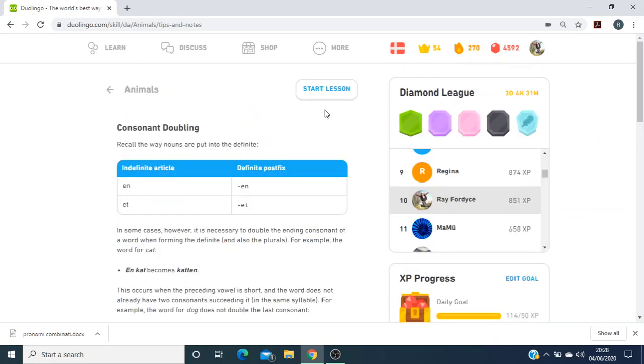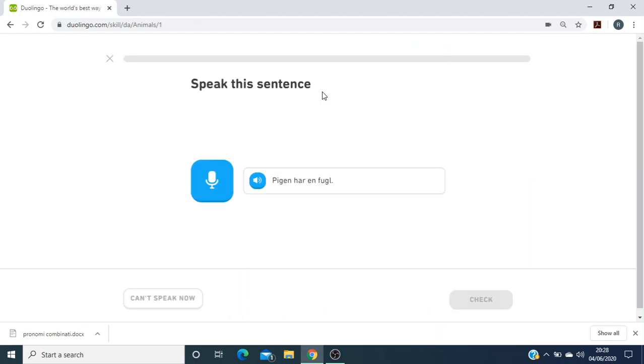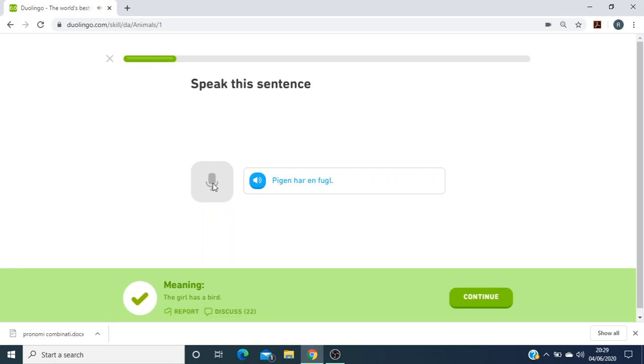That's all we're learning from this. So let's start the lesson. Let's learn some animals. Pigen har en fugl. The girl has a bird.